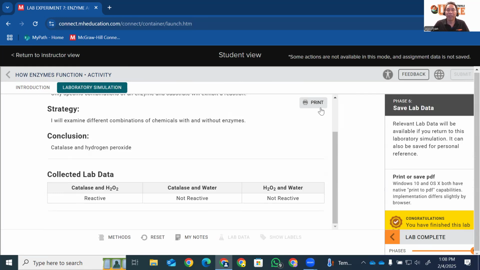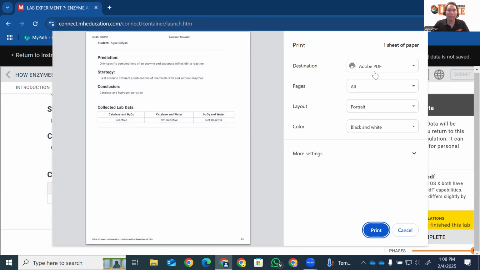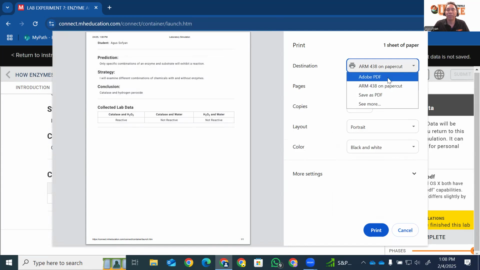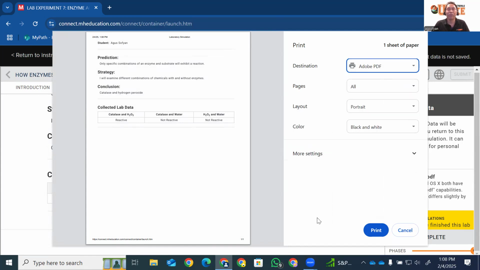You can print this using PDF, or you can print it to a printer that you have. If you print to PDF, then you can save it in your computer in case you need it as proof of the lab experiment that you have done.